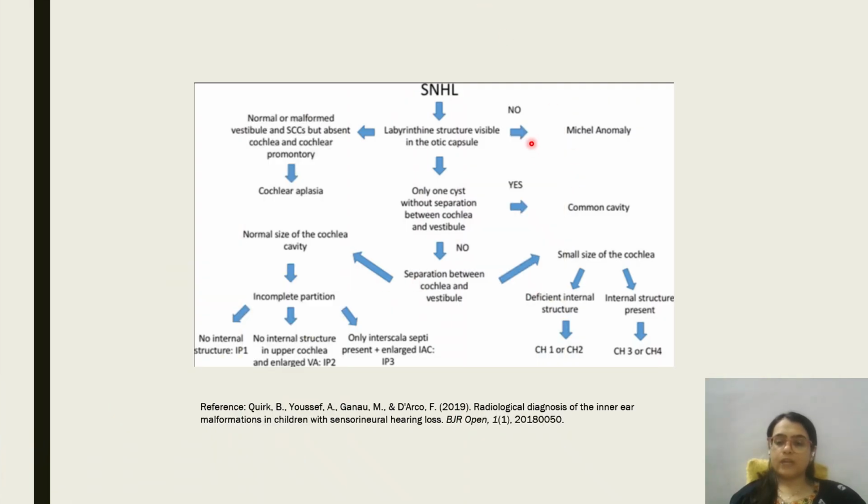This is a simple flow chart summarizing this. If a patient comes with SNHL, on HRCT, if we see labyrinthine structure is completely absent, it is called Michel's anomaly. If there is normal or malformed vestibule and superior semicircular canal, but absent cochlea and cochlear promontory, it is cochlear aplasia. If there is only one cyst without separation, it is common cavity. If separation is present between cochlea and vestibule, we look at the size of the cochlea. Smaller size cochlea is cochlear hypoplasia, and if it is normal, it is incomplete partition defect.